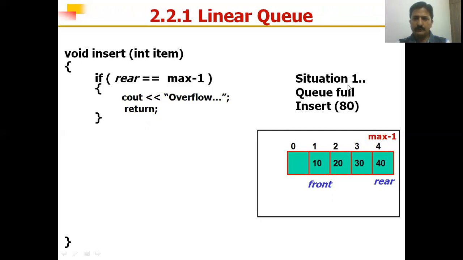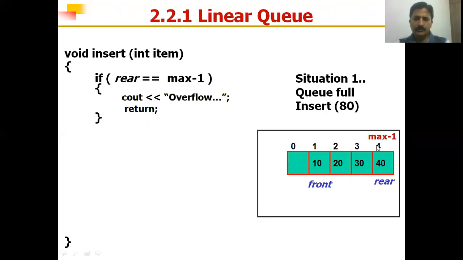First situation, when the queue is full and you are trying to insert 80. For example, in this diagram you can see max -1 is 4. And this is one situation where front is pointing to 10, which is at the index 1, and rear is pointing to 40, which is at index 4. That means there is no space for addition here. So rear value is exactly the same as max -1. That means the queue is full.